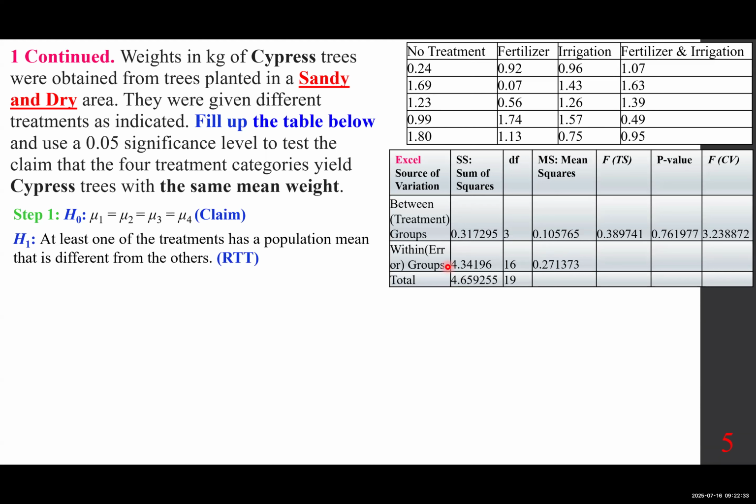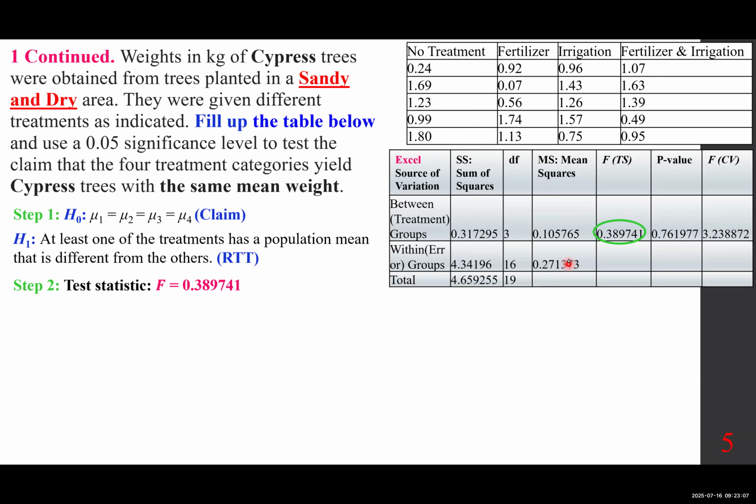Of course, we've run this test and we have the table. So we need the test statistic. This is F test statistic, which is 0.389741. And again, we have shown how to arrive at it. We've already done that. It is the ratio of these two.